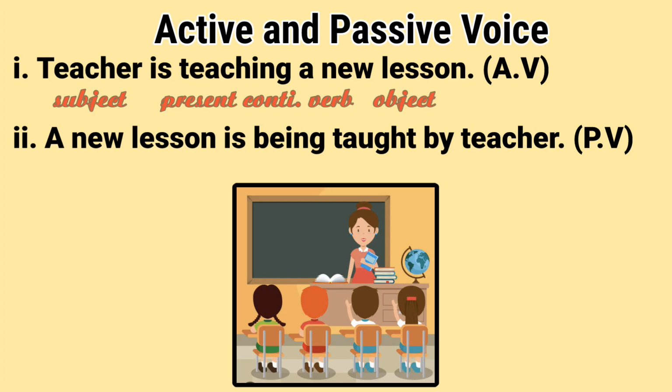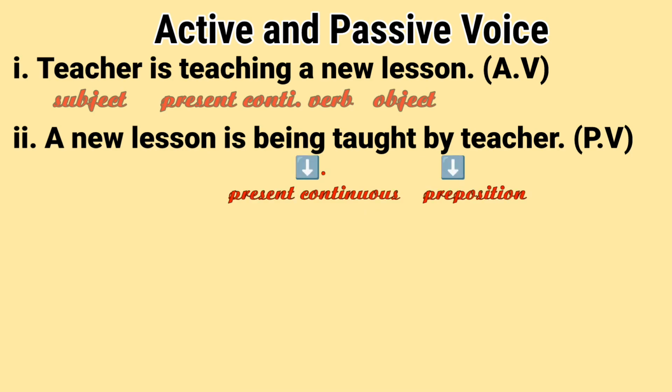Teacher is the subject, does something directly. The emphasis is on the doer, the teacher. The verb is in active voice. The verb has an object, a new lesson. The action is expressed directly in the first sentence. The subject acts in the active voice. In the second sentence, the subject, a new lesson, is shown that something is done to the subject.